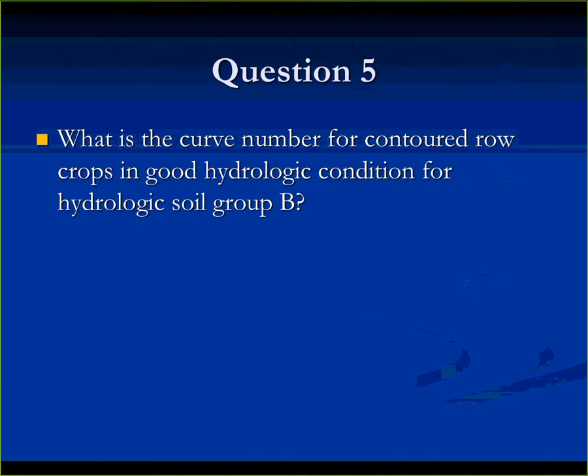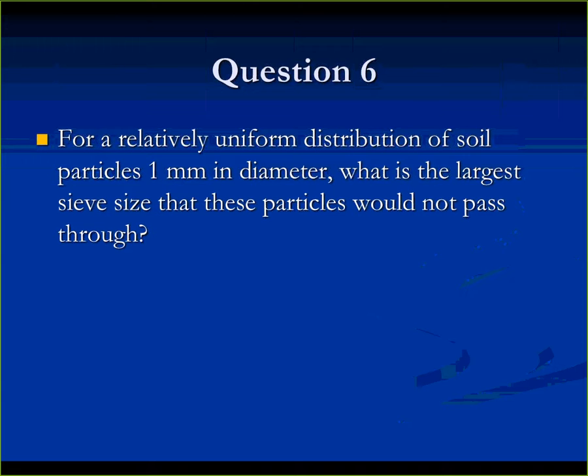Question 5, what is the curve number for contoured row crops in good hydrologic conditions for hydrologic soil group B? You can tell from the way it's worded that it's a soil and water problem. If you're not sure what a curve number is, you can look that up in the index. I know the answer to this question is 85. It's in the Civil Engineering PE manual, and any soil and water book is going to have it as well.